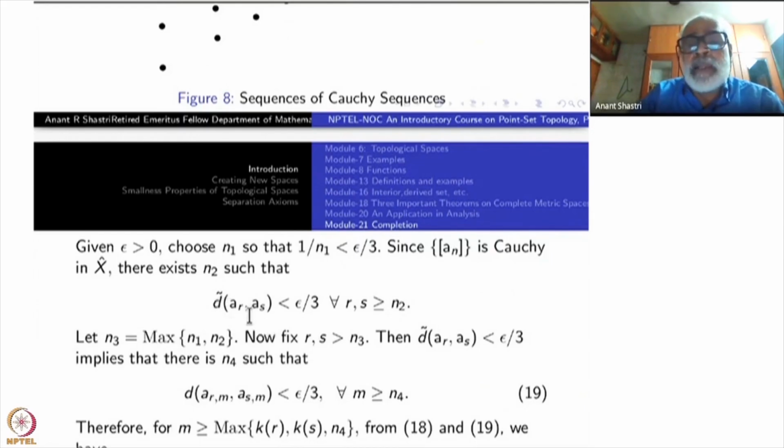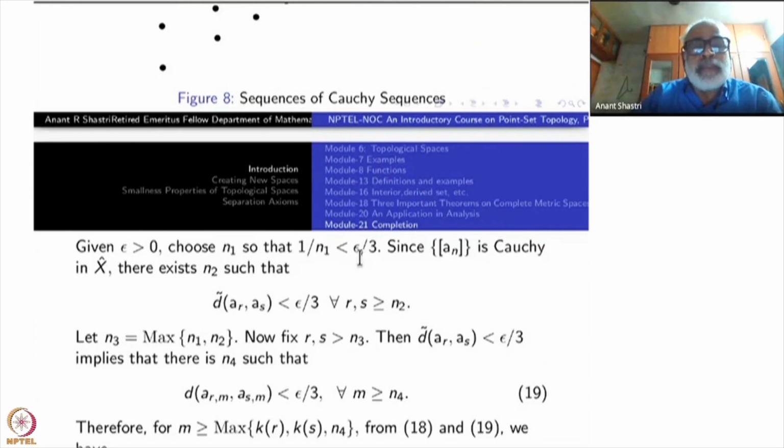Remember, a_r and a_s are themselves Cauchy sequences. And what is the definition of d twiddle? d twiddle was the limit as n tends to infinity of the original distance between a_r n and a_s n. Okay. So finally, everything is happening in the metric space X.